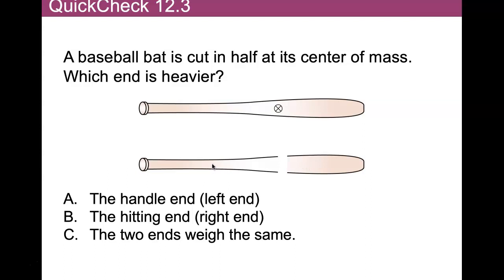And because the handle is longer, the center of mass of the handle is at a larger distance from the center of mass of the full baseball bat than the center of mass of the hitting end. So the center of mass should be closer to where you have more mass. And we know the center of mass is closer to the hitting end. So that implies that the hitting end must have more mass.